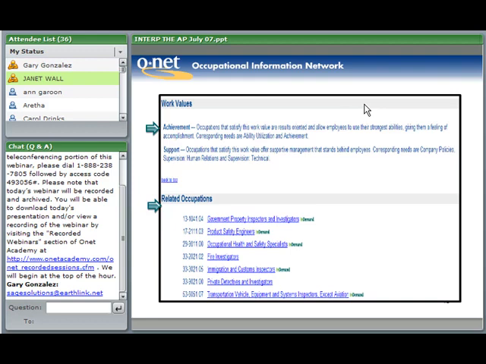I do want to point out that there's an in-demand logo that you see for some of these occupations. These are the high-growth, in-demand occupations that are being emphasized as part of the ONET system. So these are, again, in-demand occupations, fast-growing, largest employment, important to Homeland Security and to the economy of the U.S.